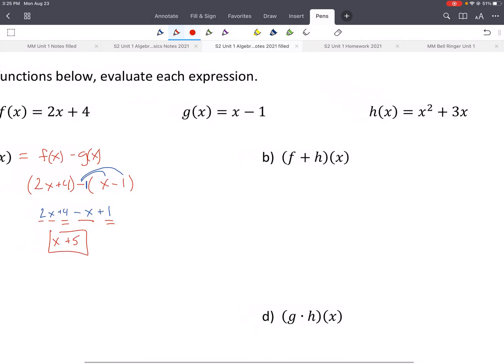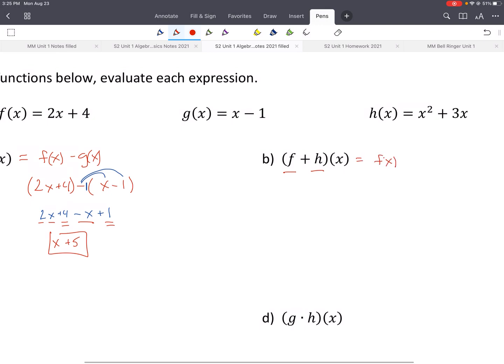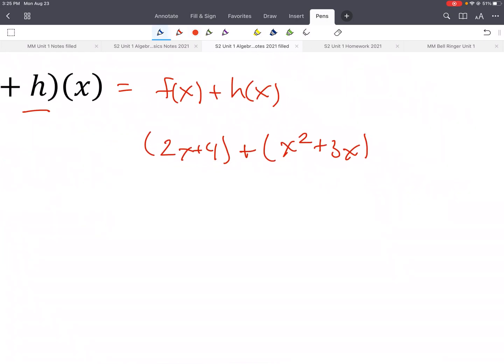Okay, here we can add. So we're doing f plus h of x, which again is the same as f of x plus h of x. So f of x is 2x plus 4, and then we're going to add that to h of x, which is x squared plus 3x. Again, here we can drop the parentheses because nothing is being multiplied by the parentheses. So we could get those gone if we wanted to.